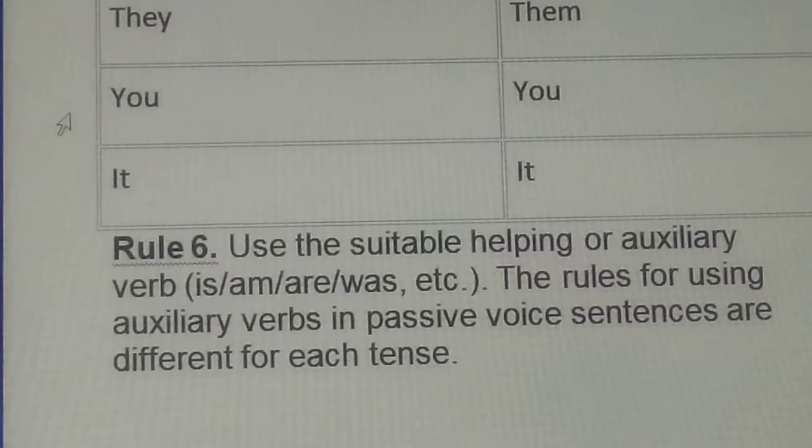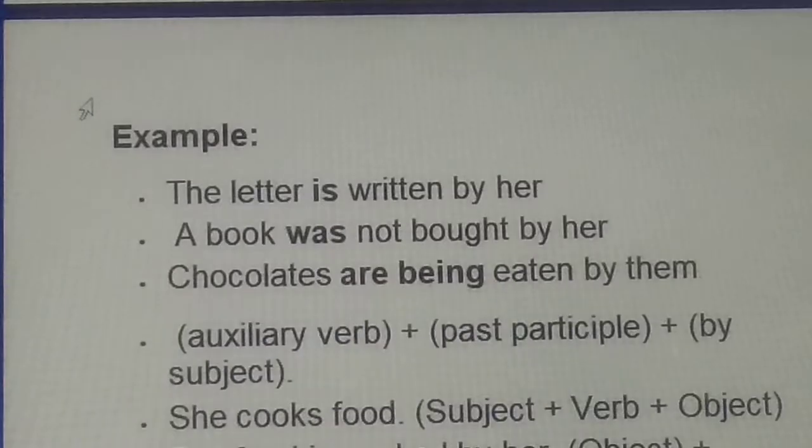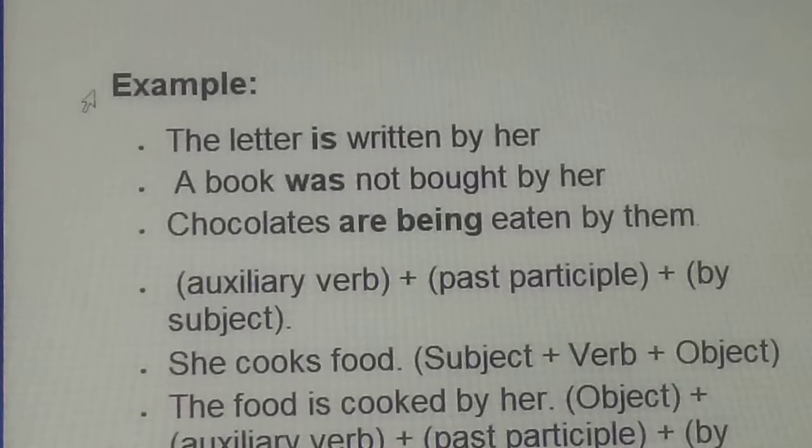Rule 6. Use the suitable helping or auxiliary verb: is, am, are, was, etc. The rules for using auxiliary verbs in passive voice sentences are different for each tense. A letter is written by her. A book was not bought by her. Chocolates are being eaten by them. See, verb plus past participle and the subject.